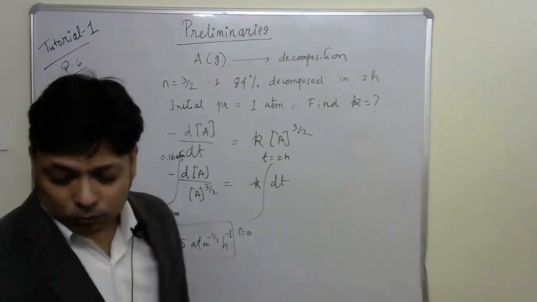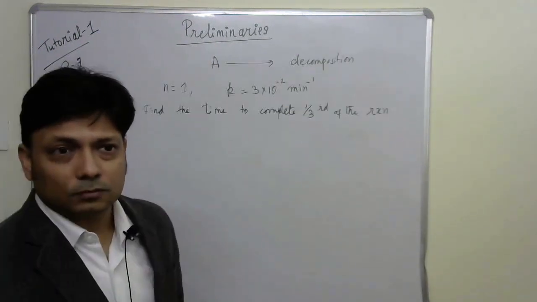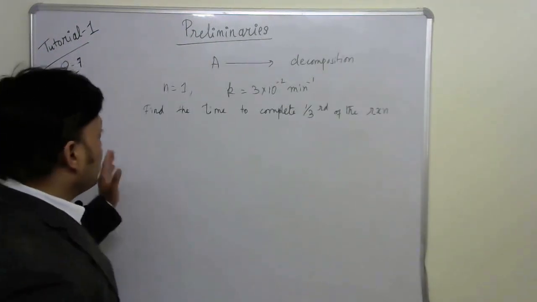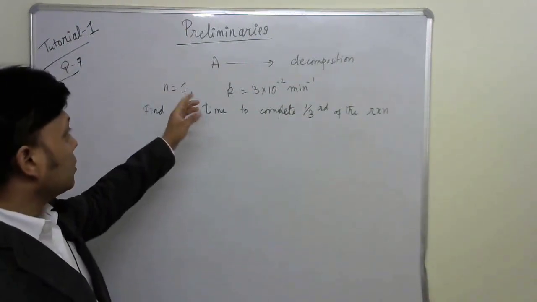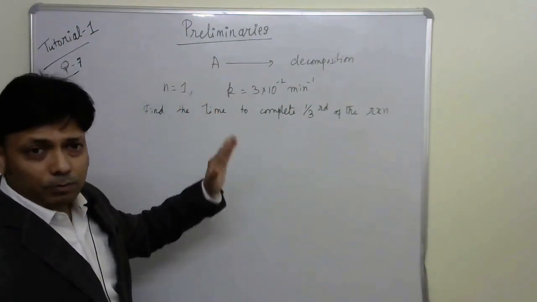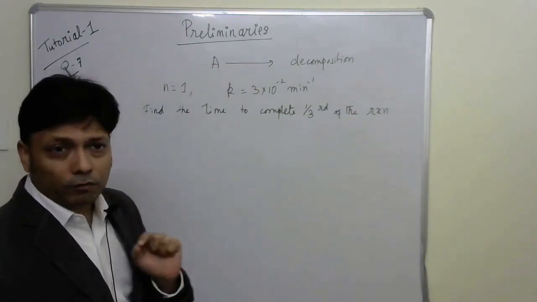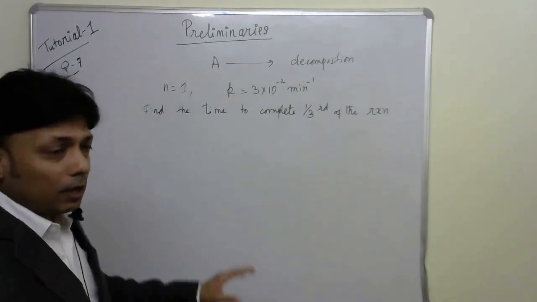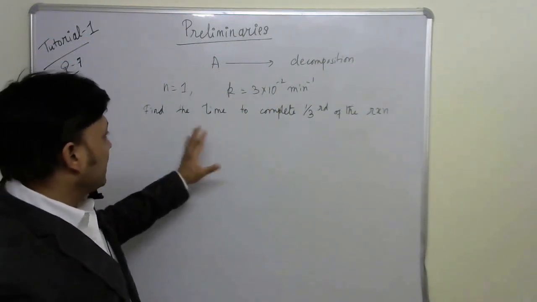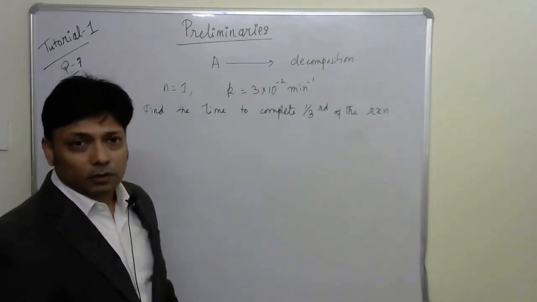Alright, so next we move to question number 7. Question number 7 was almost similar to question number 6. There was a substance A, hydrogen peroxide, getting decomposed following first order kinetics, so n is equal to 1. The rate constant is given, and it asks you to find the time to complete 1/3 of the reaction.